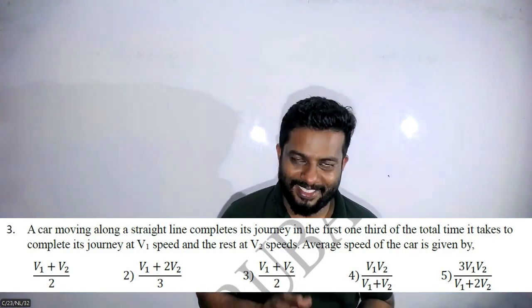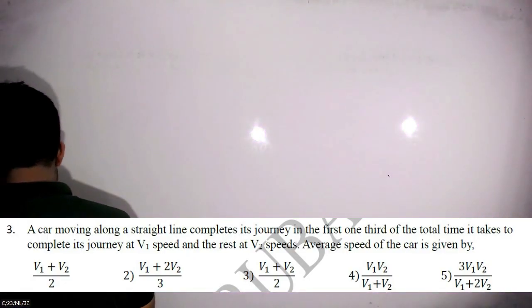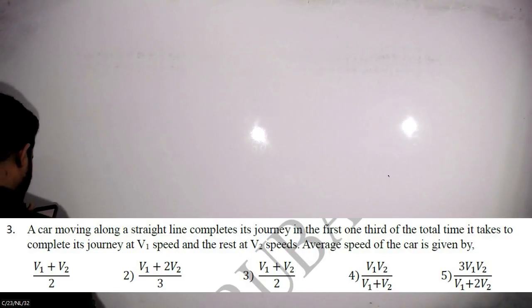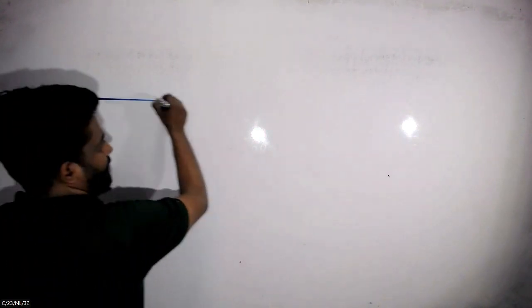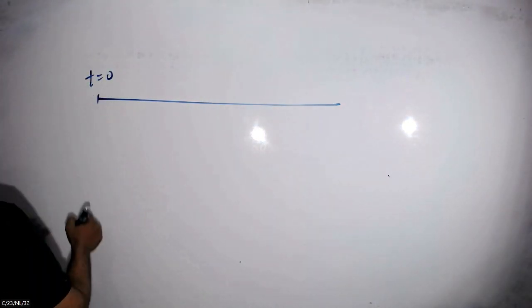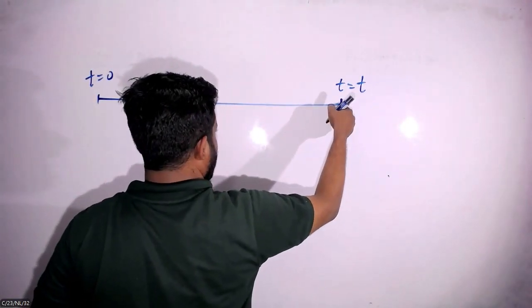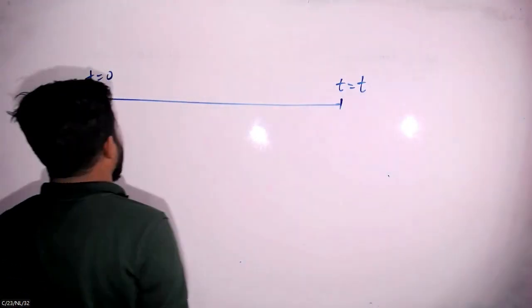Right, let's see the answer for question number 3. A car moving along a straight line completes its journey in the first 1/3 of the total time it takes to complete the journey. At t equals 0 at the starting point, at t equal to t, where t is the total time taken by the car to complete the journey, right?